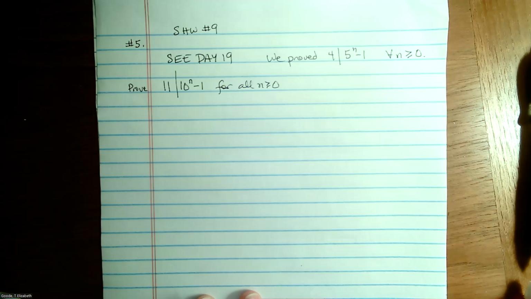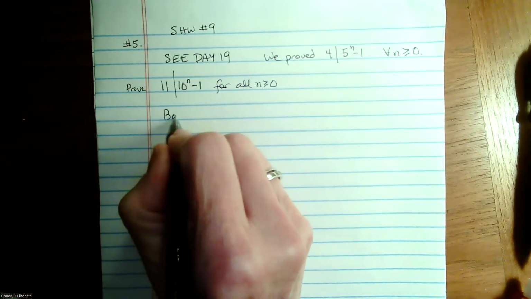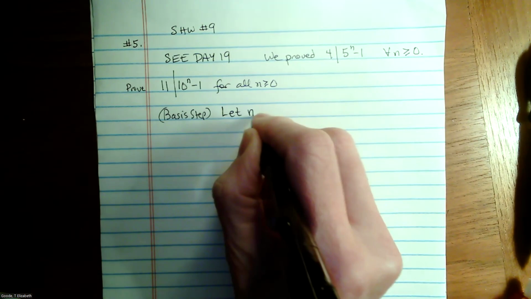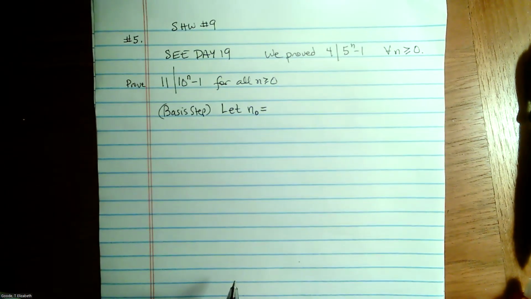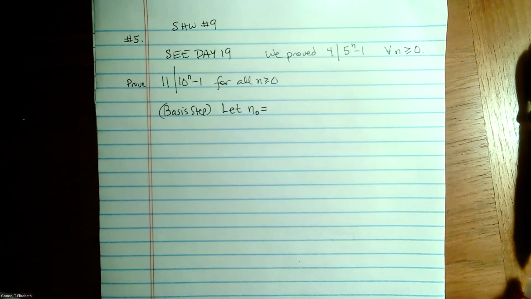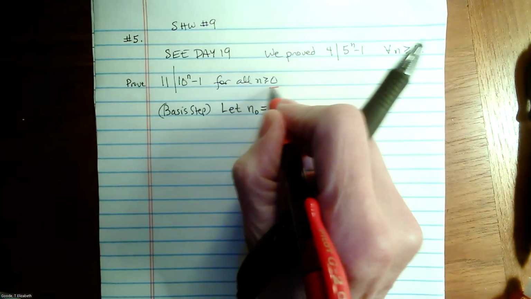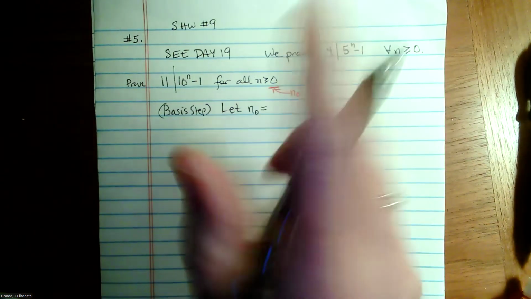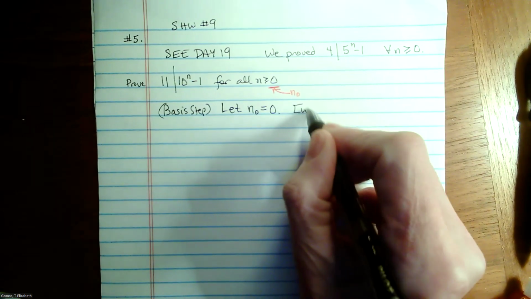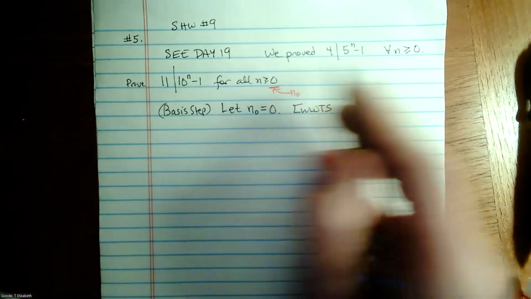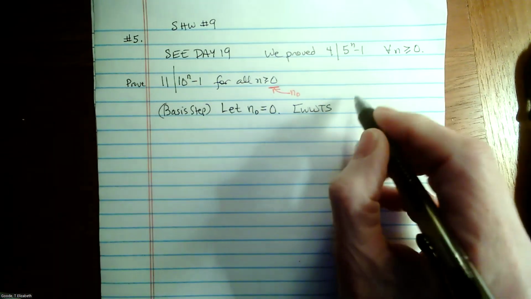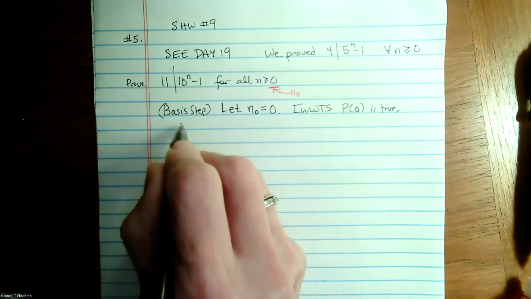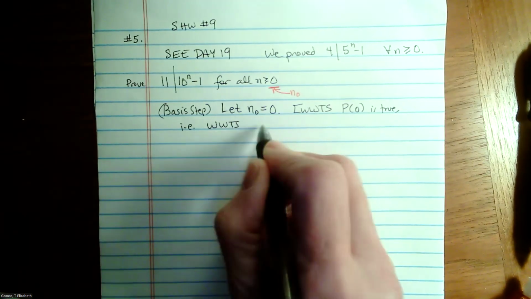The basis step. Okay. So in the basis step, what should we let n naught equal? It's 0. We're told where to start. So we wish to show that this statement is true when n is 0. So we wish to show p of 0 is true.